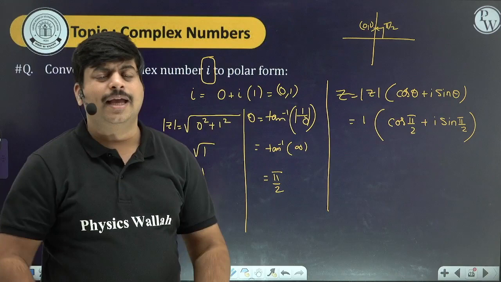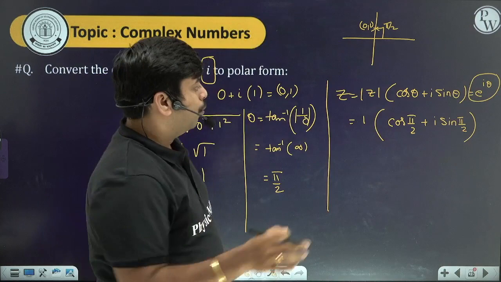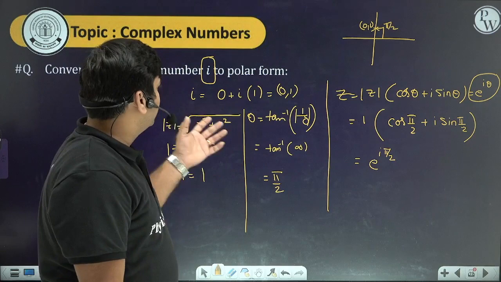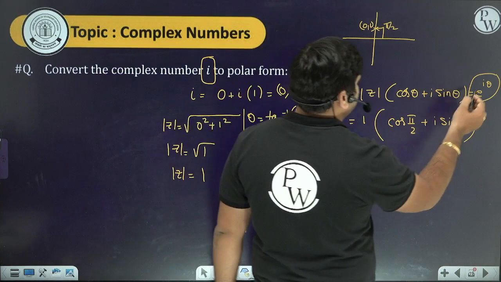Okay. Later on, you will find that this representation will also be written as e power i theta. We'll see that in the coming classes. So what I can say is this is equal to e power i pi by 2, right? Understood? This is actually equal to i. Okay, i can be written as e power i times pi by 2. That's not required now, but just for your information, later on we'll be writing i as e power i pi by 2, both are the same.